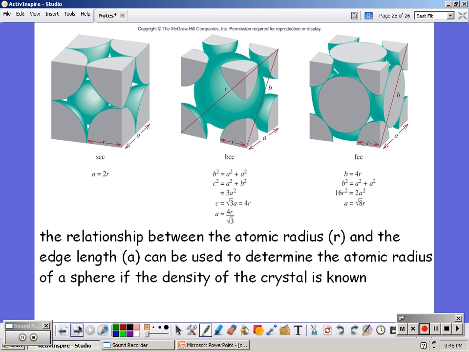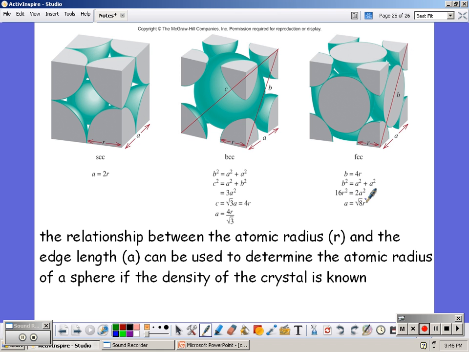In the simple cubic arrangement, my edge would equal 2r. In the body-centered cubic, it gets a little bit more complicated because we have to take into account the atom in the middle. So the edge would equal 4r divided by the square root of 3. Face-centered cubic would actually mean that the edge is equal to the square root of 8 times r.